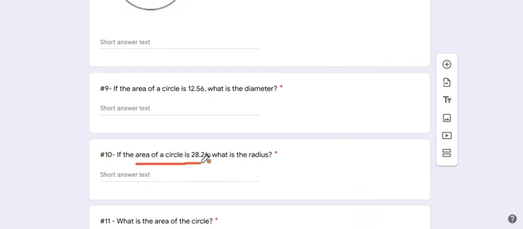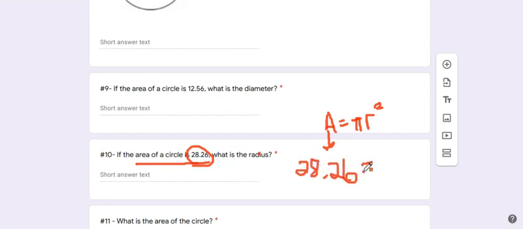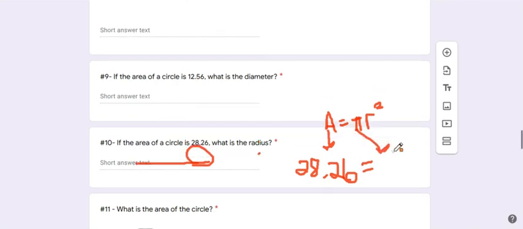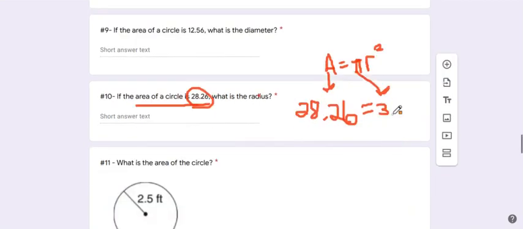Number 10, area of circle is 28.26. What is the radius? So since I'm given the area, let's write down the area formula. Area of a circle is pi times radius squared. Now I know what A is. A is this, 28.26. Area is 28.26 equal to pi, which is 3.14. So I'm going to write down 3.14. I don't know the radius, so I'm going to leave it as r, and of course it's being squared, right? That's what this says right there.